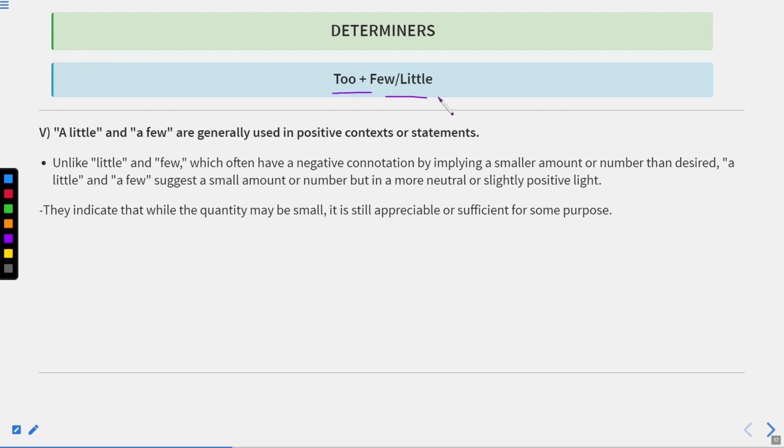Now, a little and a few are generally used in positive contexts or statements. Unlike little and few, which often have a negative connotation by implying a smaller amount or number than desired, a little and a few suggest a small quantity, amount or number, but in a more neutral or slightly positive light. They indicate that while the quantity may be small, it is still appreciable or sufficient for some purpose.